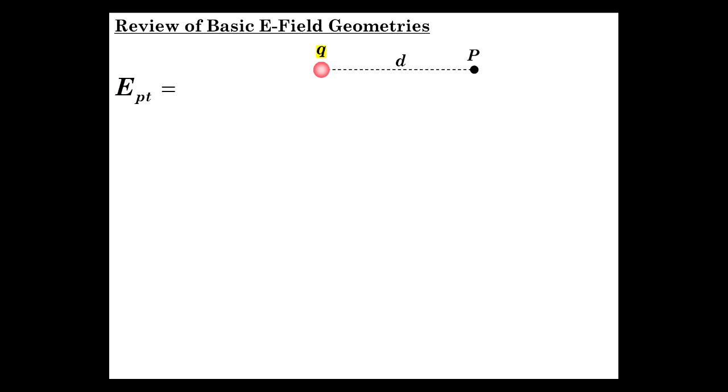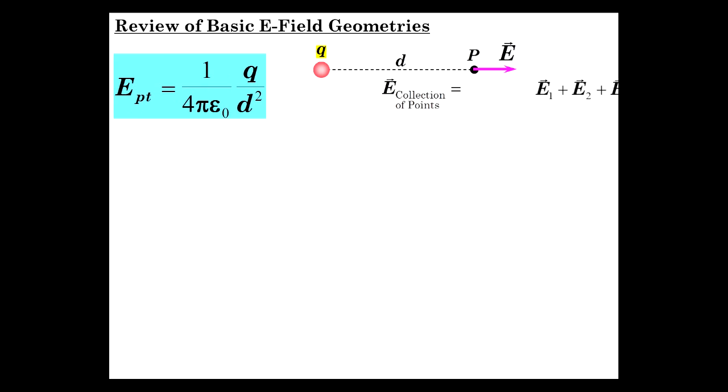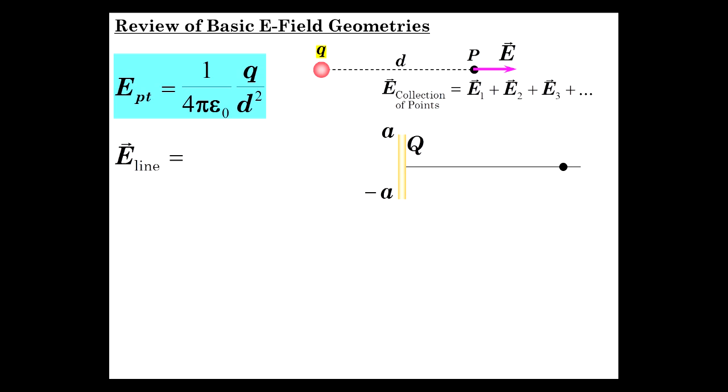Let's start by reviewing some of the E-fields produced by finite charge distributions that we've already analyzed. So we have the E-field from a point charge at point P. That E-field is kq over d squared. If it's a collection of points, then you just add up all the E-fields as vectors. Very simple. Now, the E-field from a finite line.